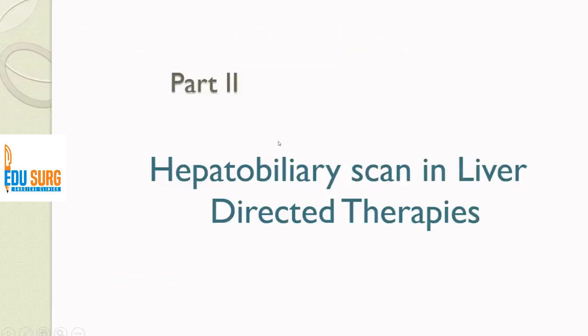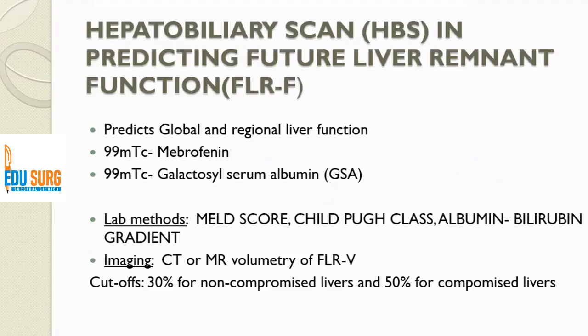Second part of my presentation goes back to conventional nuclear medicine. We are going to see the role of hepatobiliary scintigraphy to help the surgeon in the liver-directed therapies. Hepatobiliary scintigraphy is used for functional assessment of the future liver remnant where hepatic resection surgery is being considered. Hepatobiliary scintigraphy provides not only the global liver function, but also the regional segmental liver function.